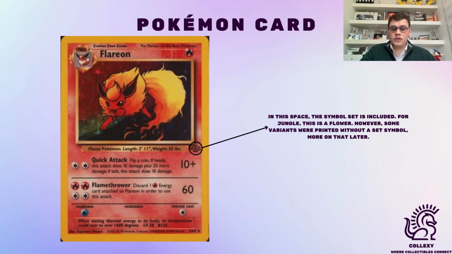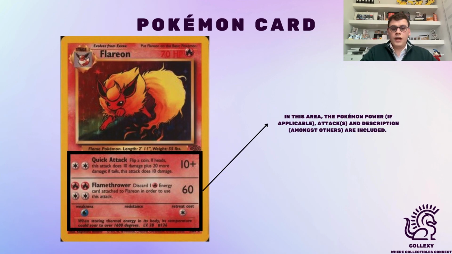However, some variants were printed without a set symbol. More on that later, which we'll discuss under the special variants. In this area, you can see all the attacks, the Pokemon power, the description, etc. of the Pokemon. This, of course, differs based on the language in which the specific variant would be printed.